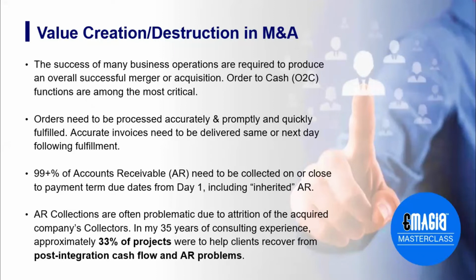Because remember, orders need to be processed. So let's say you just completed an acquisition and June 1st, you're going to start operating as a combined company. Well, on June 1st, incoming orders need to be processed accurately, promptly, and fulfilled quickly, and accurate invoices need to be sent out on June 1st. No ramp up here. Accounts receivable need to be collected, and 99+% of them at or close to the payment terms, including inherited AR.